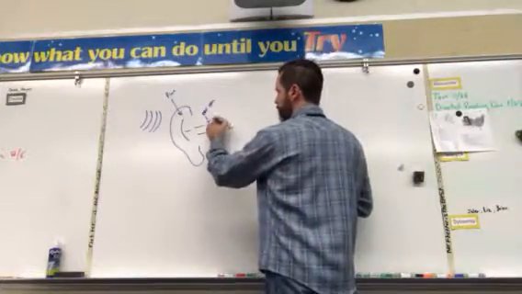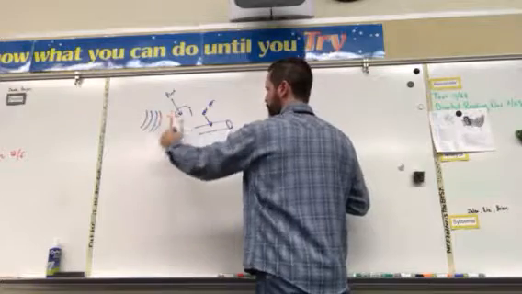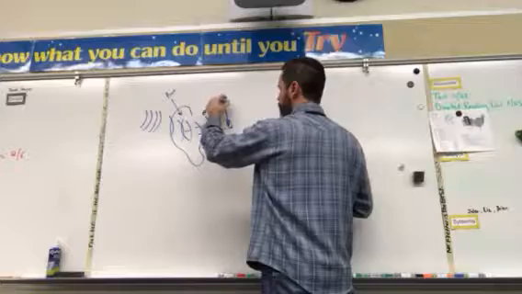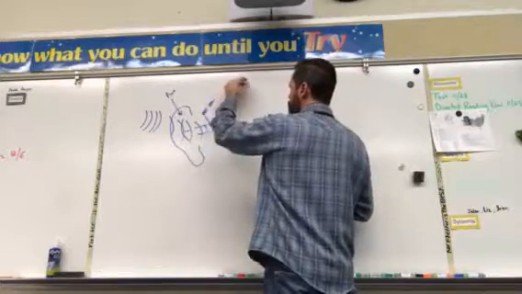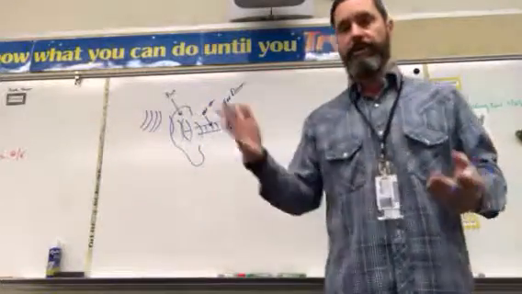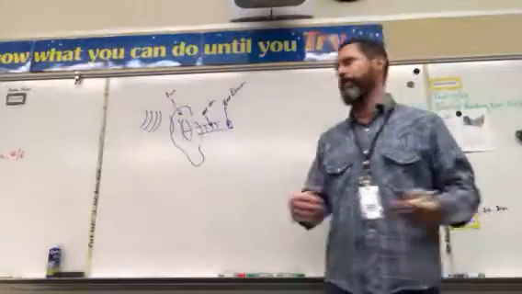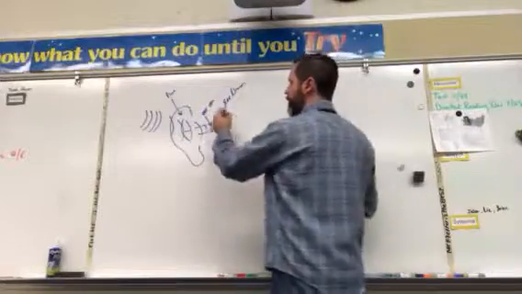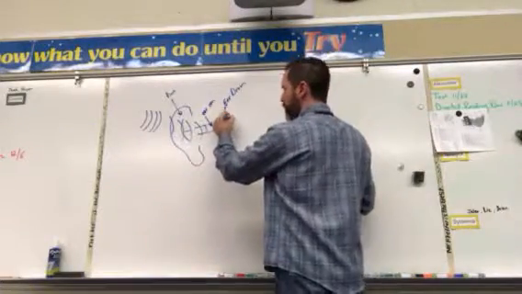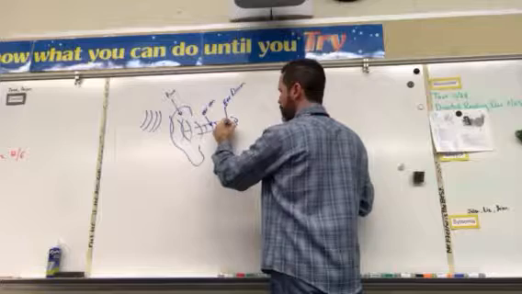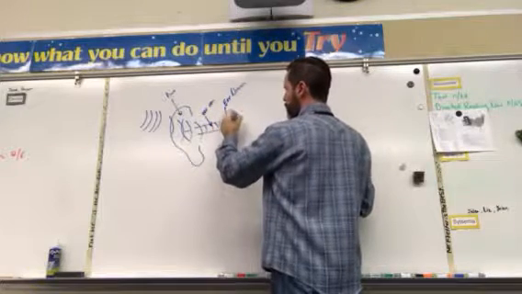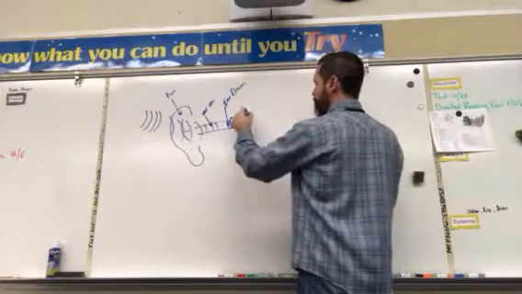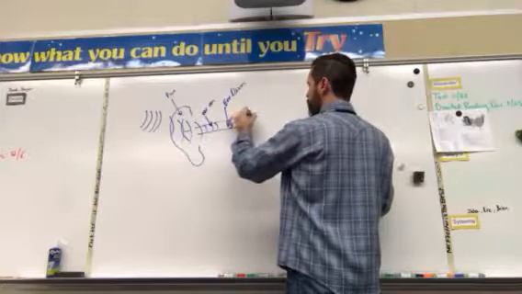The first thing that sound waves hit when they go through the pinna and into the ear canal is the eardrum. The eardrum starts to vibrate. It's called a drum because it vibrates in a similar way that a drum does. That vibration is then transferred to three bones. The first bone is the hammer, okay? The second bone is the anvil, and the last bone is the stirrup, okay?